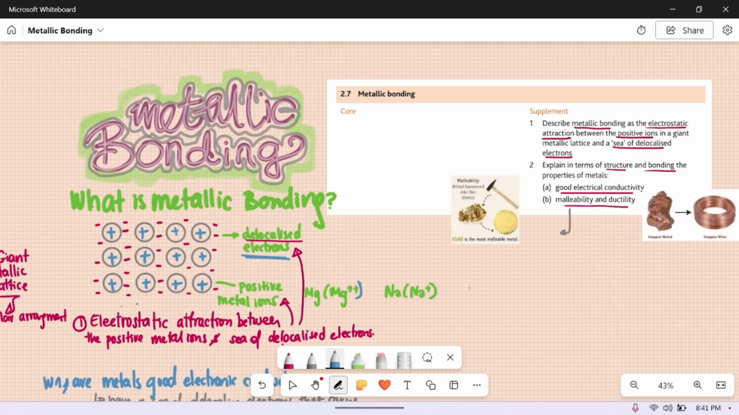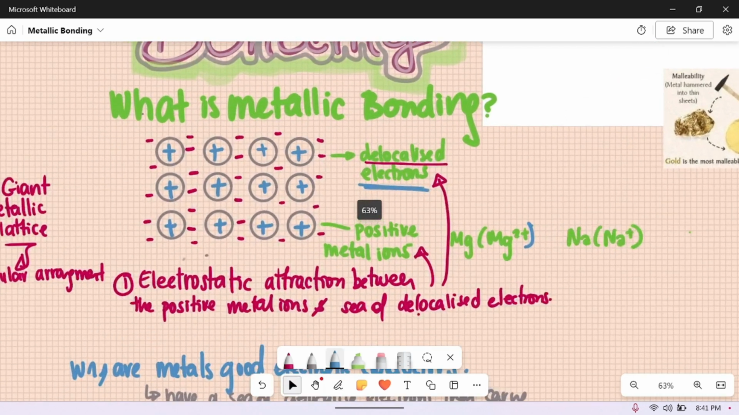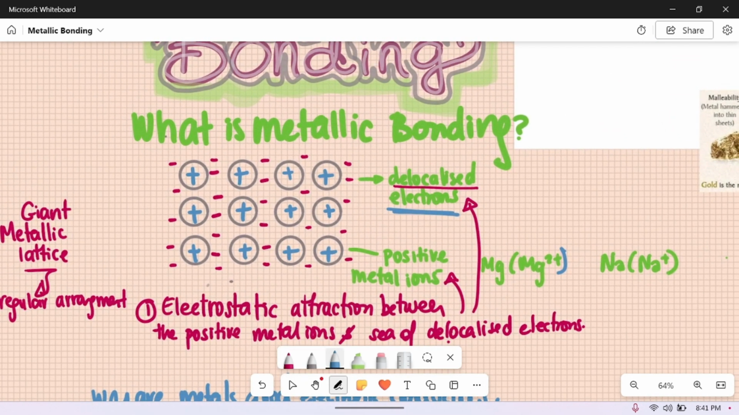Today we're looking at metallic bonding. Okay, so it's a very little unit. We don't have to talk a lot about it, so let us get to it. In order to understand metallic bonding, I want you to take a look at this image that I've drawn out.